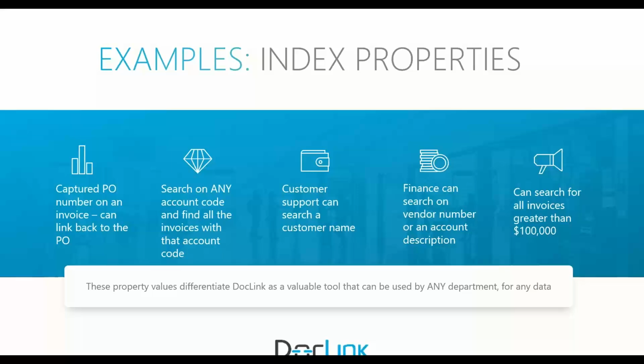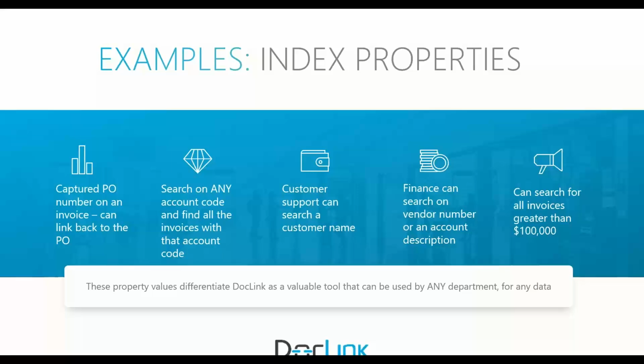Some examples of properties that can be indexed and ways that we can use them. Of course, we can capture purchase order numbers on an invoice and link it back to the purchase order, as we just showed. We can search for an account code.